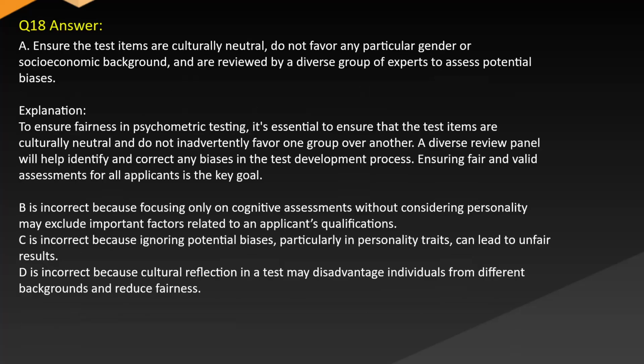Answer A. Ensure the test items are culturally neutral, do not favor any particular gender or socioeconomic background, and are reviewed by a diverse group of experts to assess potential biases. Explanation. To ensure fairness in psychometric testing, it's essential to ensure that the test items are culturally neutral and do not inadvertently favor one group over another. A diverse review panel will help identify and correct any biases in the development process. Ensuring fair and valid assessments for all applicants is the key goal.